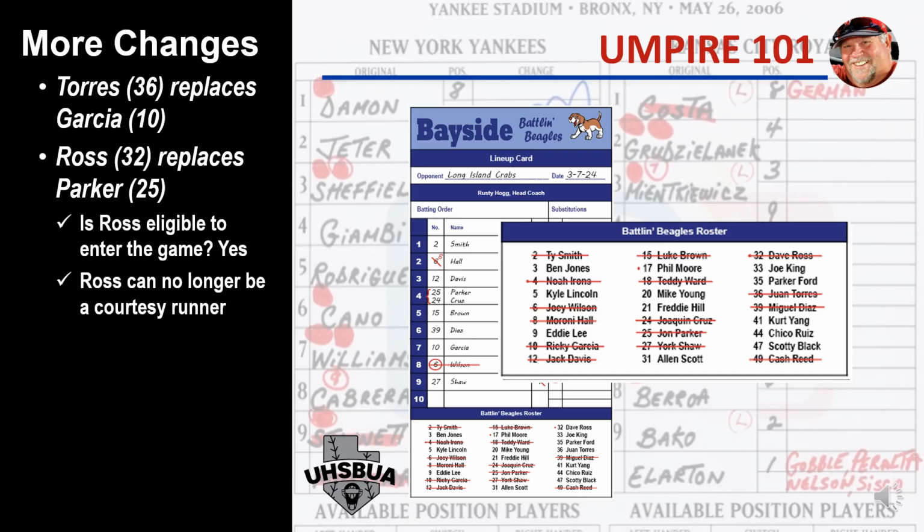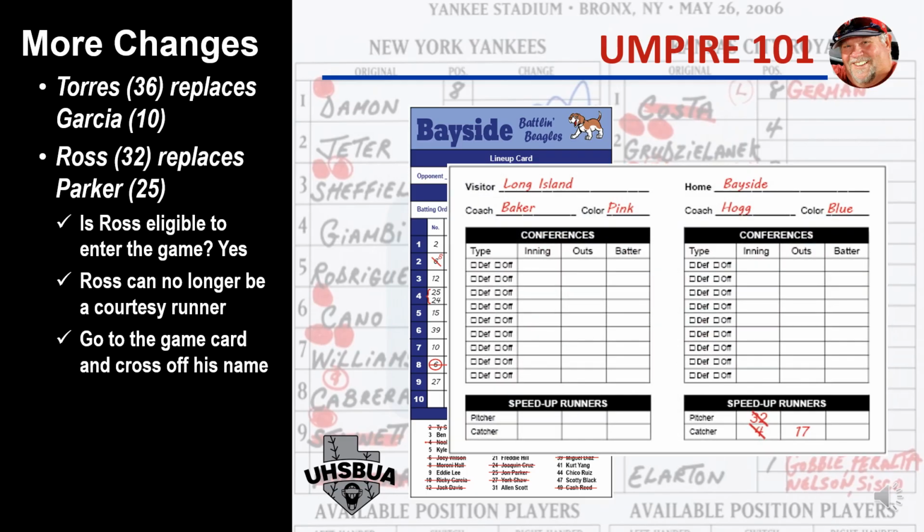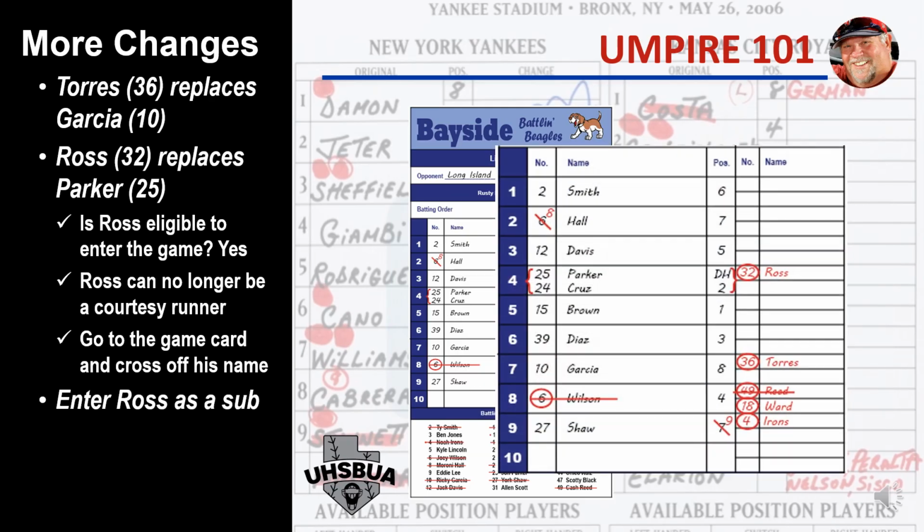After crossing Ross's name off the list of eligible subs, we should also go to the game card and strike through his number as the runner for the catcher. Then we enter Ross's name and uniform number as a substitute for number 25, Parker. We circle Ross's uniform number to indicate he cannot re-enter after leaving the game. We must also remember that this is just an offensive substitution. Ross has taken Parker's place as the DH, but that does not affect the defensive position of number 24, Cruz.